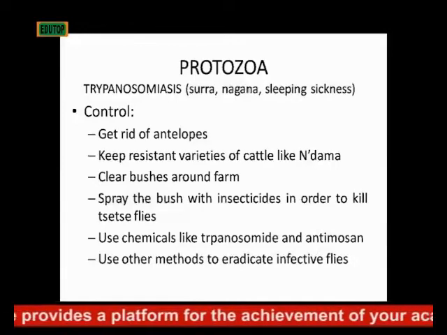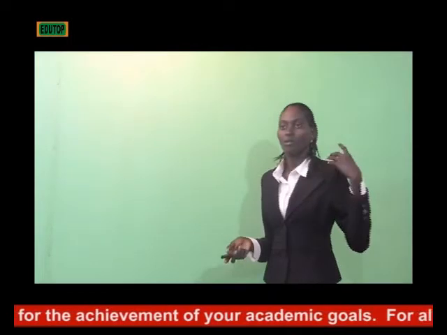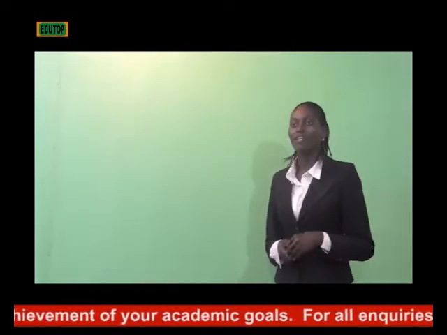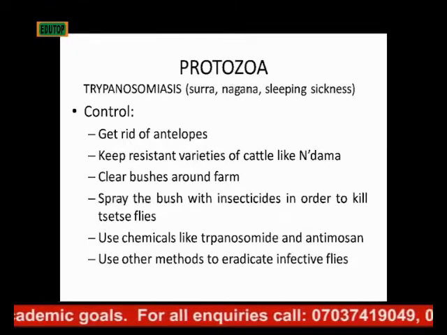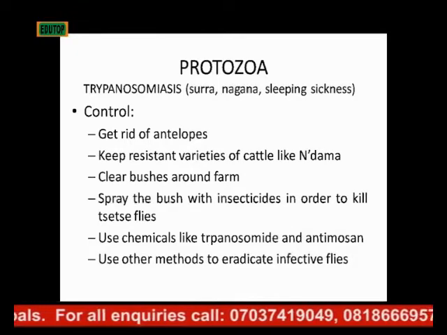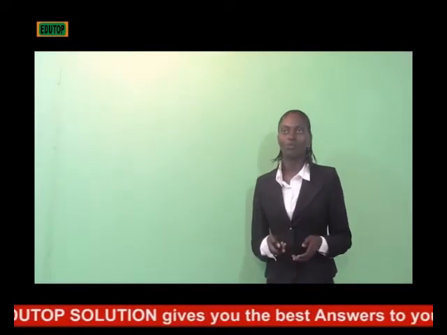In order to kill the tsetse fly, you spray the bush around to kill tsetse fly. Then you can use chemicals like trypanosomide and antimosan. Those are chemicals that you can use to control tsetse fly. Then you use other methods to eradicate infected flies. Once tsetse fly is not around, you are not likely to have trypanosomiasis. So get rid of tsetse fly, then you get rid of trypanosomiasis on your farm.